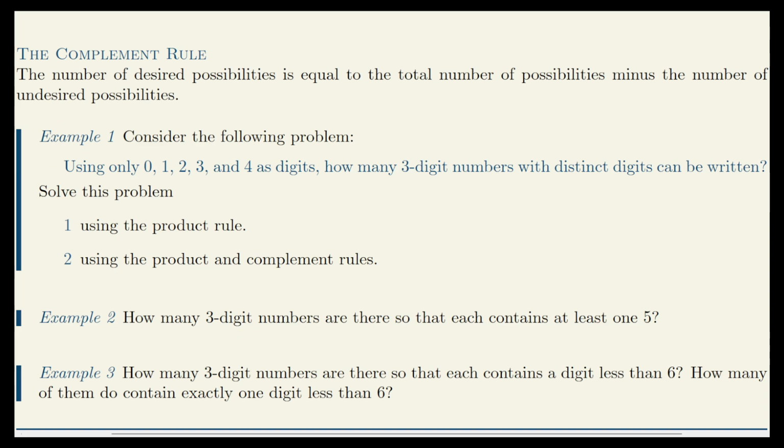Okay, so the complement rule, or the complement principle. I think the name suggests itself, yeah? So this is it: the number of desired possibilities is equal to the total number of possibilities minus the number of undesired possibilities. Yeah, so that's very clear. Sometimes this rule will help you to count things easier and faster. I will try to give you some ideas how it works. But this is clear, yes?